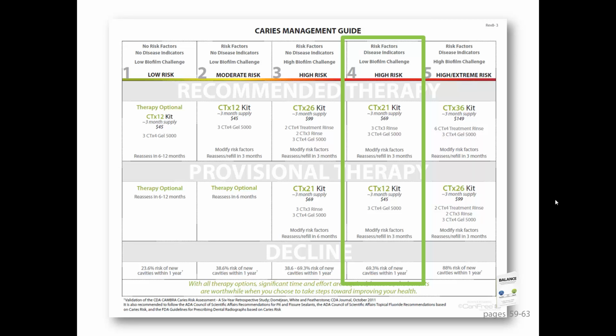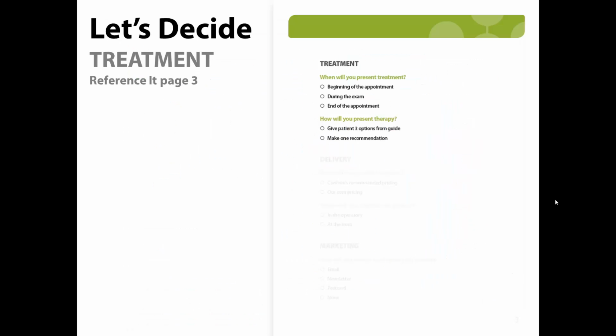You will notice the guide is set up to offer 3 levels of treatment: recommended therapy, provisional therapy, as well as the option to decline. And under decline treatment, you will also notice some percentages listed, which are meant to inform the patient of their likelihood of experiencing new decay within 12 months if no changes are made. The form is set up with the 3 levels of therapy to meet the patient at their level of motivation. We want to be sure they only select the treatment option they can realistically follow through with and don't feel forced into purchasing anything if they aren't ready to begin treatment.